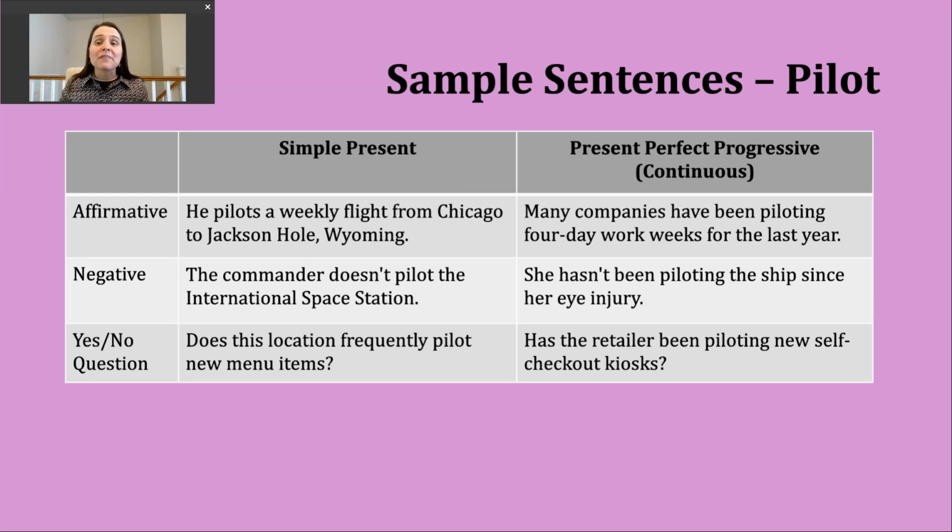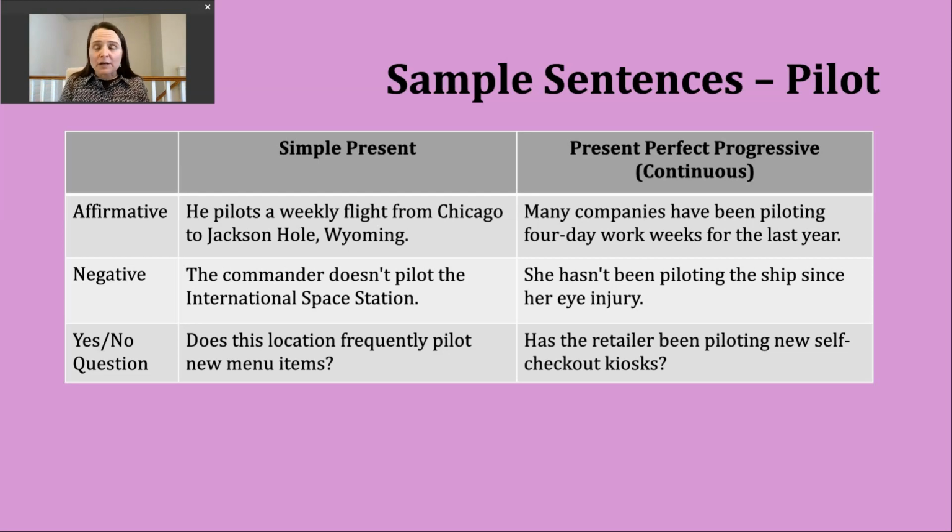Now let's take a look at the present perfect progressive. We use this verb tense to describe an action that started in the past and continues in the present. And many times we're focused on how long that action has been continuing, and that's why we're using this verb tense.